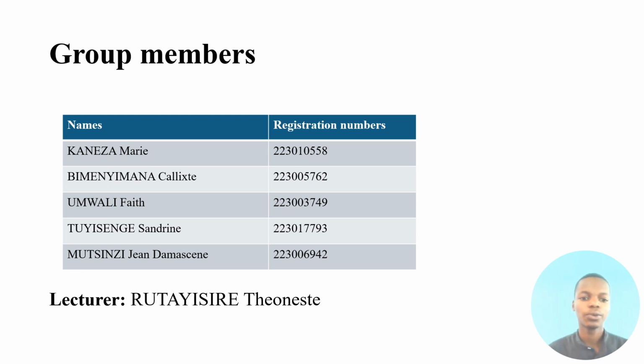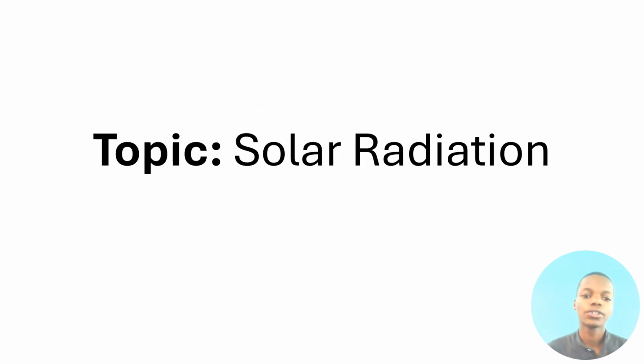Those are the group members. We are 5. We are going to discuss the topic you have given in depth. The topic to discuss is called solar radiation. Solar radiation is chapter 3 in the course of climatology, and we are going to discuss it. So let's start with solar radiation, and we discuss it in depth.